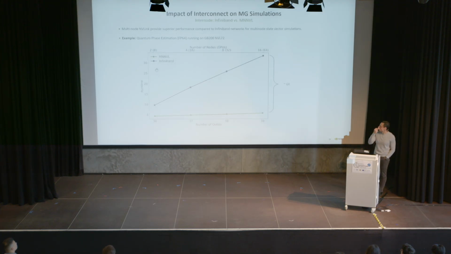This is even more pronounced when we compare the performance of multi-node simulations. For example, here I compare the performance of an InfiniBand network, which until recently was the fastest, highest bandwidth interconnect you can get between nodes, with the recently developed multi-node NVLink. Here I run the same previous circuit on a GB200 NVL72 system, which is a multi-node system. And we see this as we increase the number of qubits from 36 to 39, running on an increasing number of nodes, up to 16 nodes, each with 4 GPUs.